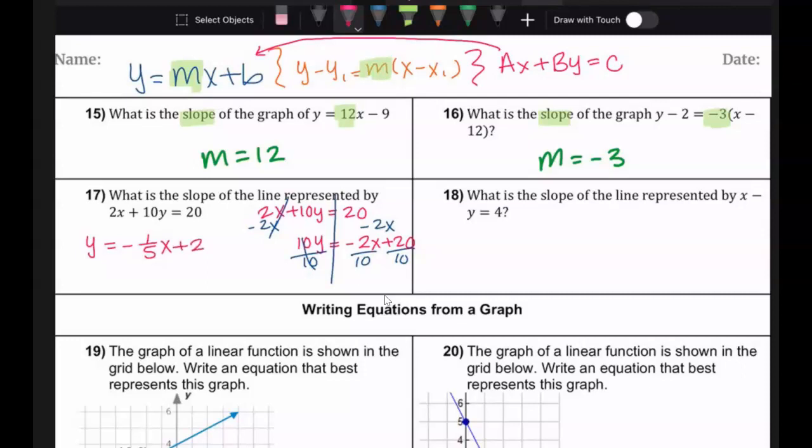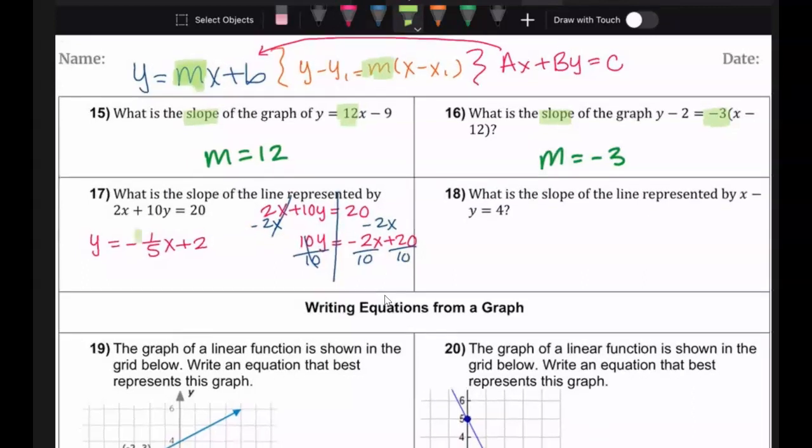Now that it's in slope-intercept form, we know in slope-intercept form my slope is the m value. So my slope is a negative 1/5. Notice, you could not tell that your slope is negative 1/5 just by looking at it in standard form. You have to convert out of standard form to find your slope. So, my slope is negative 1/5.